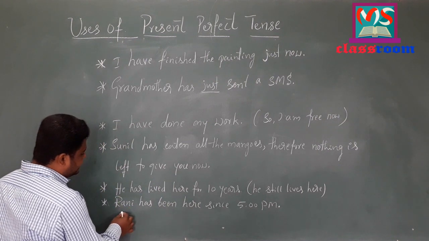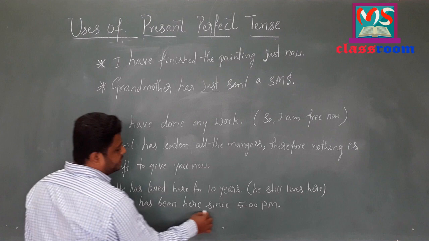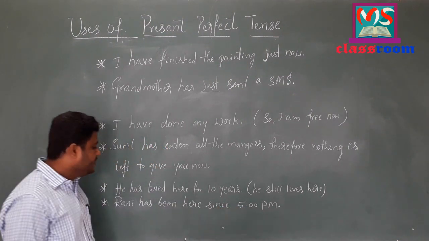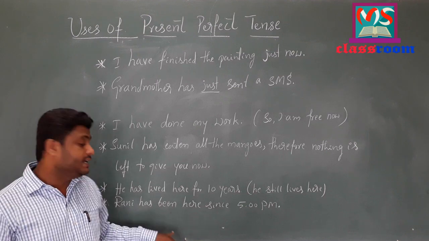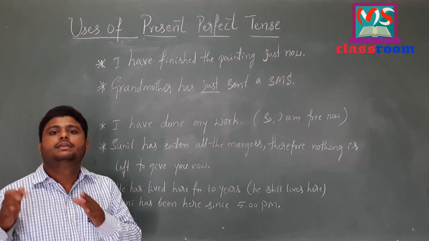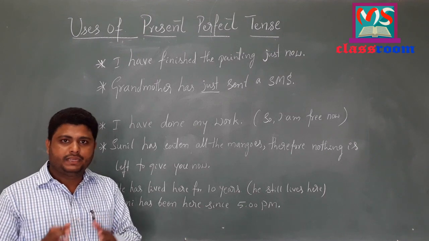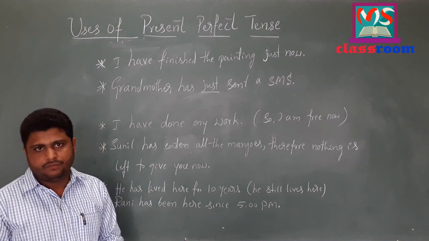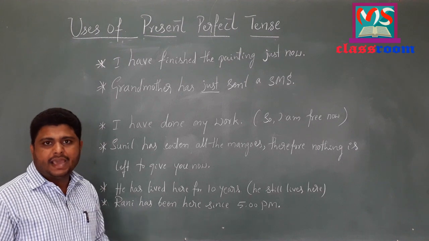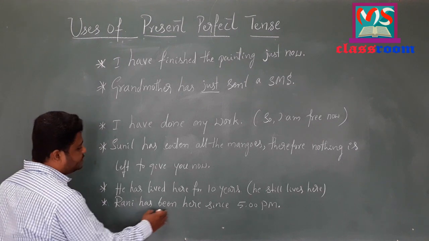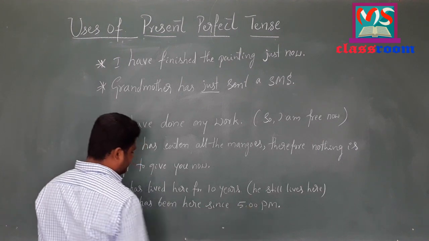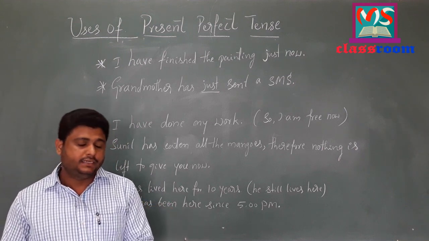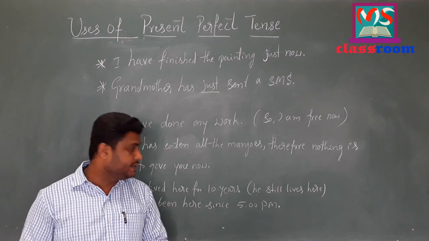And then look at the next example. Rani has been here since 5 p.m. A definite point is mentioned, 5 p.m., and we have used the past participle form of the be verb, that is am, is, are in the present, was, were in the past, and been is the past participle form of the be auxiliaries. Look at here, Rani has been here since 5 p.m. So it is also an action which has completed, but its relevance is still present.